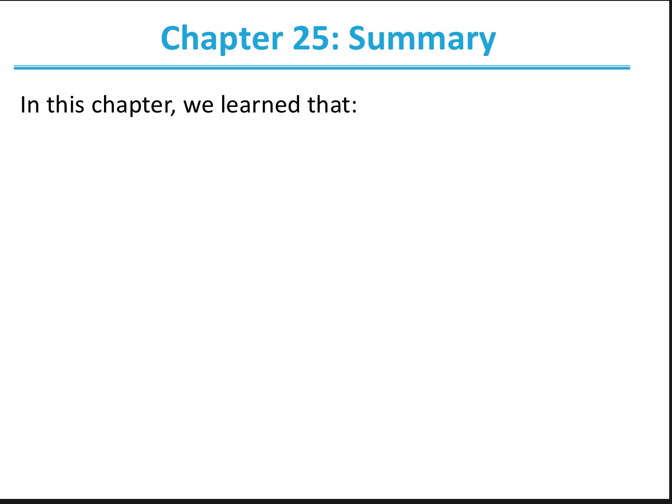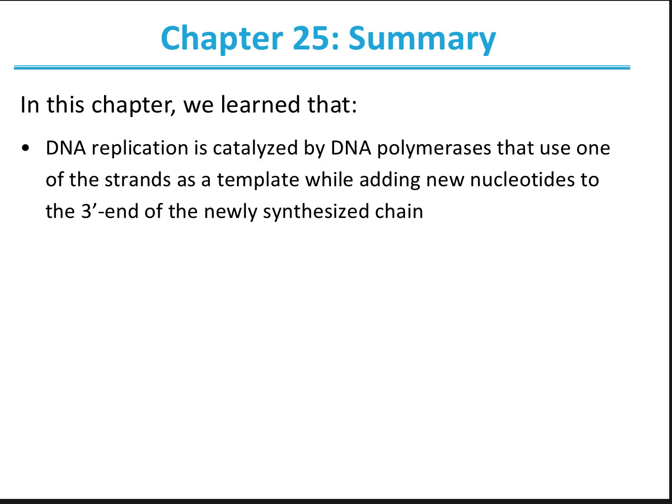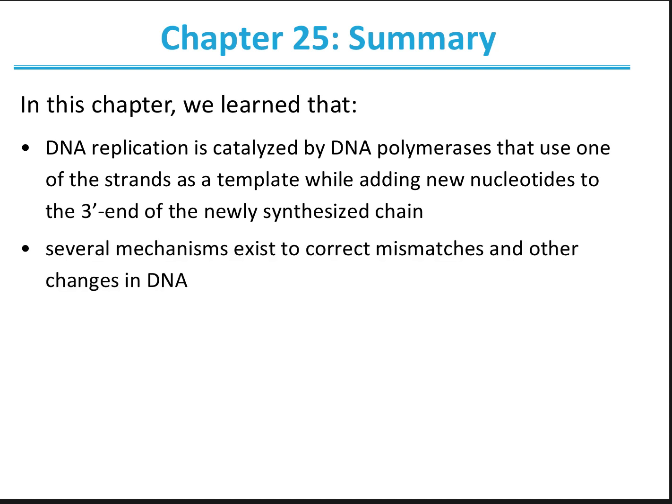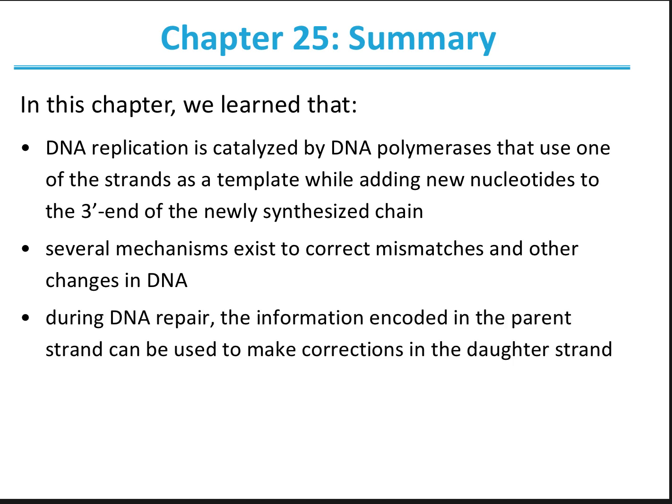So just to summarize what we've discussed in chapter 25, we've learned that DNA replication is catalyzed by DNA polymerases. They use one of the strands as template while adding new nucleotides to the 3' end of the newly synthesized chain. We've talked about several mechanisms that exist to correct mismatches and other changes in DNA. And during DNA repair, most of the time the information encoded in the daughter strand or in the parent strand can be used to make corrections in the daughter strand. And then we've looked at this TLS system that is used to correct error.